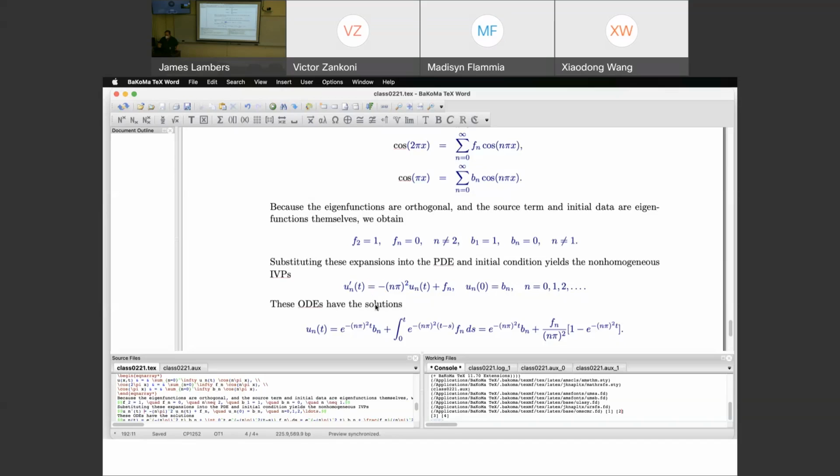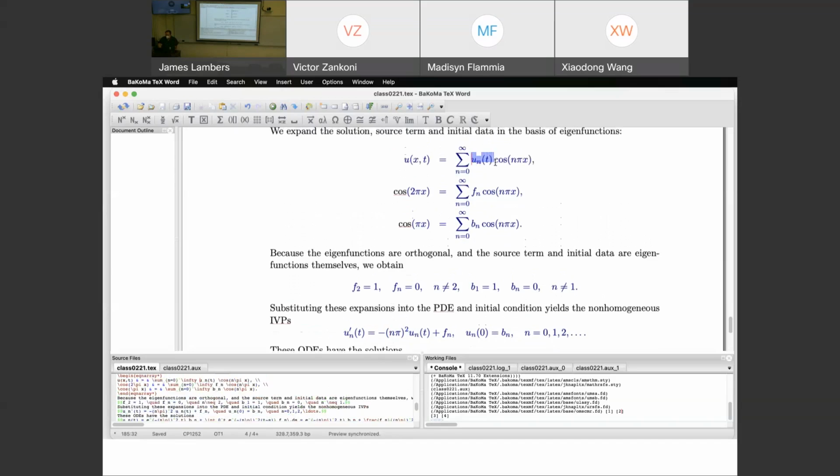Once you have your ODE set up, you can jump directly to using this solution formula. So you just work out what that is. And then, once you have un of t for each n, you put that back in here, and you're done. That's where your final answer comes from. So you expand this, solve the ODEs that come from these values, and the solutions of those ODEs go here. That's the workflow.